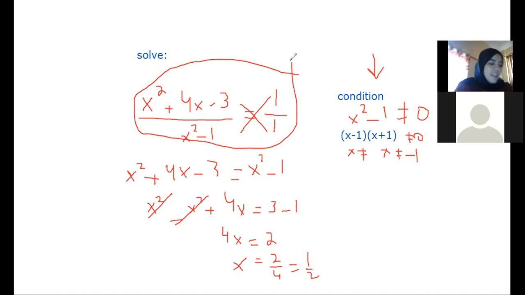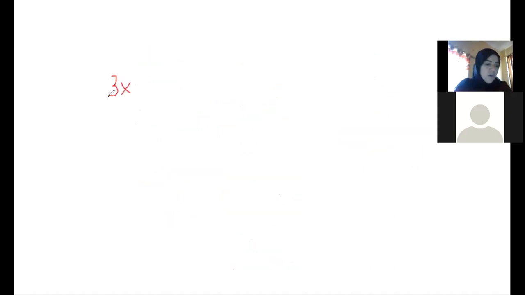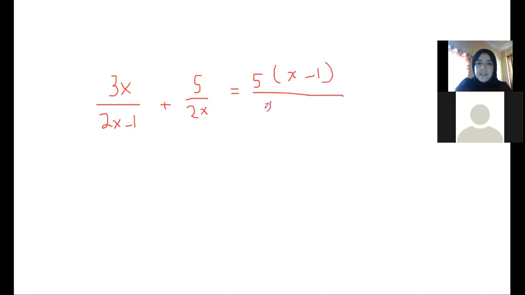The last one I'm going to do is very important. Pay attention. I'll write it. It's 3x over 2x minus 1 plus 5 over 2x equals 5 times x minus 1 over 2x times 2x minus 1. This is not that easy because I don't have one fraction on each side to do the cross multiplication.